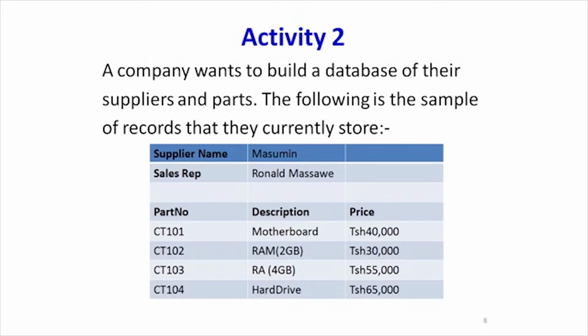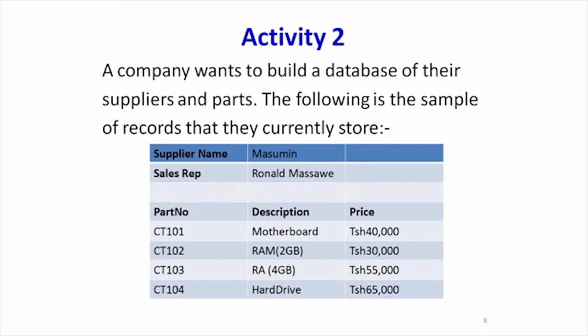Now let us look at activity 2. This is a company as well which wants to build a database of their supplies and parts, and the following is the sample of records that they currently store. We have supplier name, we have a sales rep from that particular supplier. We also have parts, information about these must be computer parts, where you have part number and description. There's motherboard, there's RAM and hard drive, and prices for each particular part.